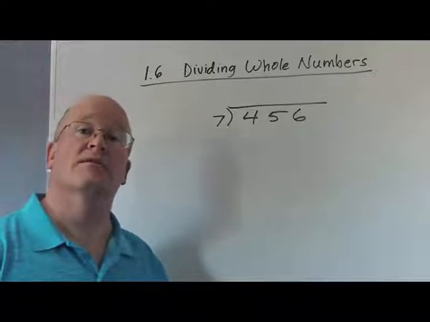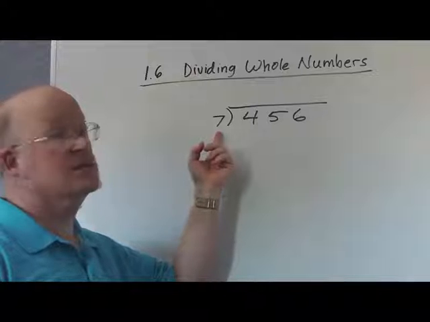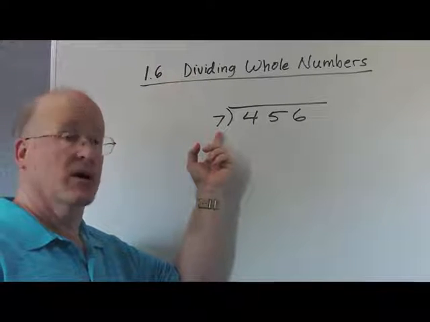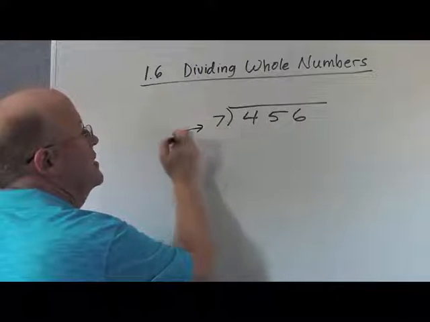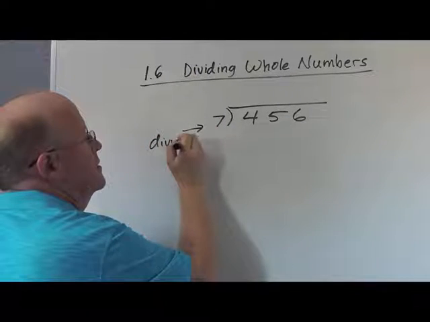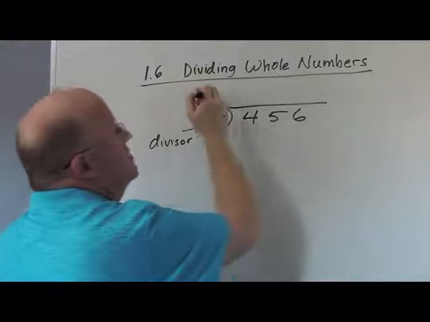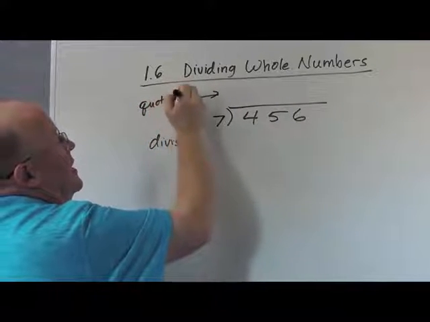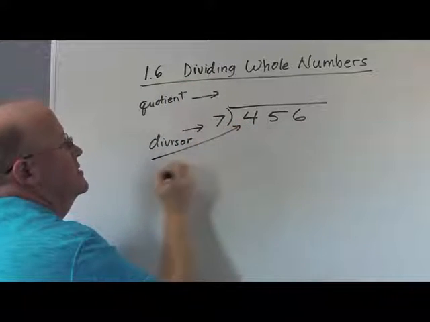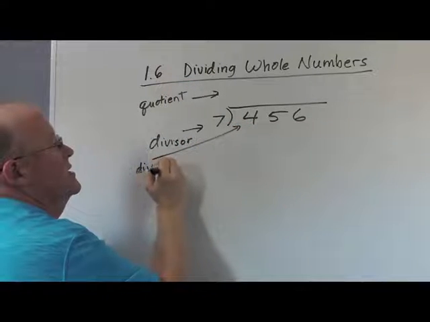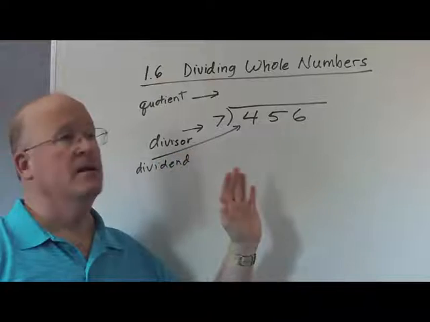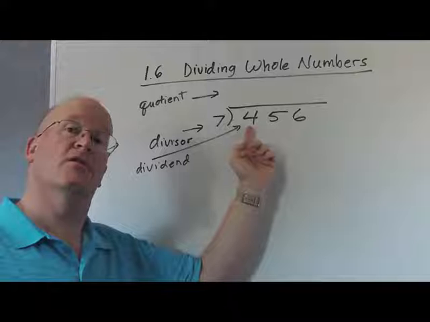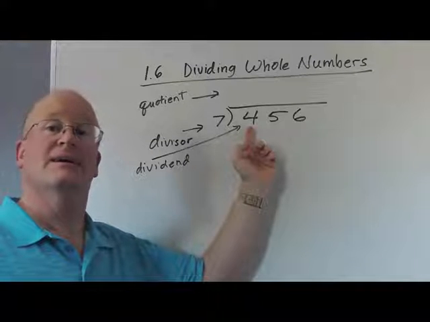Now let's do a long division problem. This 7 outside of our division bar symbol is called the divisor. So that's over here on the left, divisor. The answer to our problem up top is going to be known as the quotient. And the number inside this symbol is known as the dividend. Now, you start with the 7 and you ask, how many times does 7 go into 4? The answer is, it doesn't.